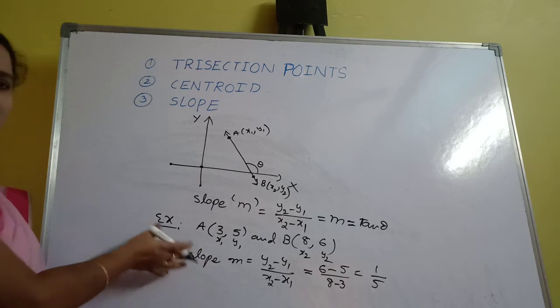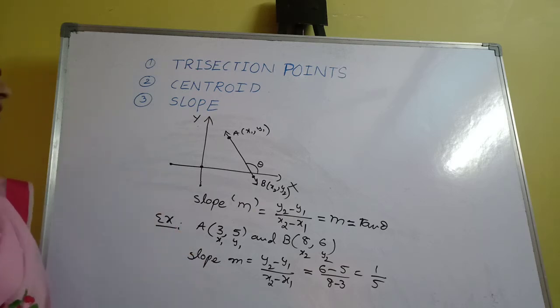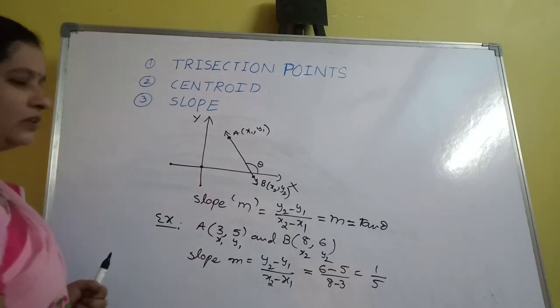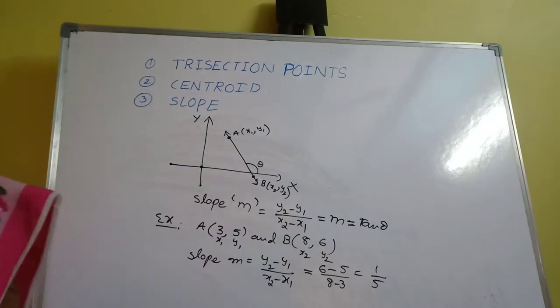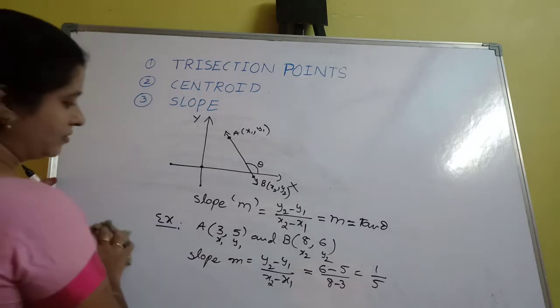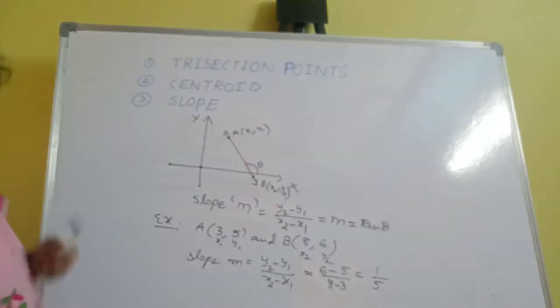This is also a half mark question: find the slope of the line. It is also in your fourth exercise in your textbook. So what is the slope of the x-axis?